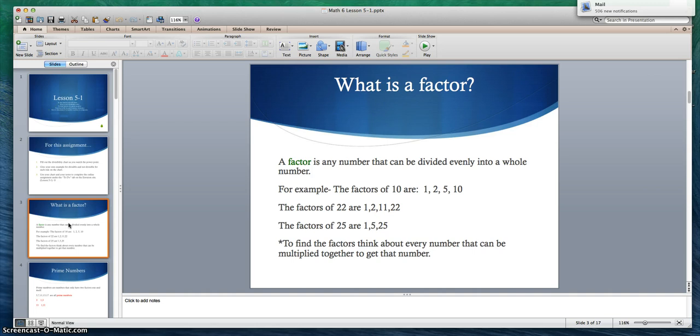So the factors of 22 are 1, 2, 11, and 22. There are no other whole numbers that can be multiplied together to give you 22. The factors of 25 are 1, 5, because 5 times 5, and 25. So to find the factors, think about every number that can be multiplied together to get that number.